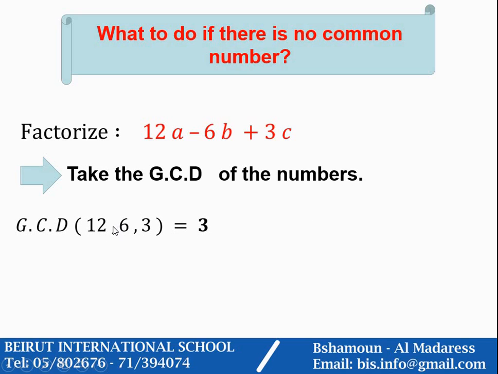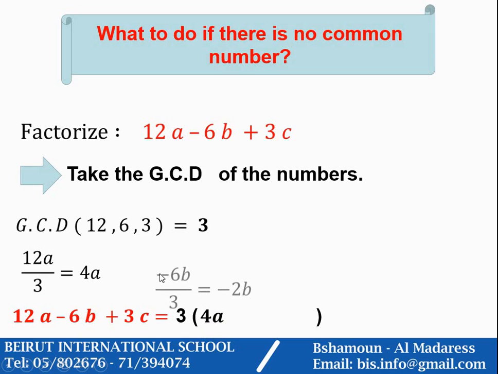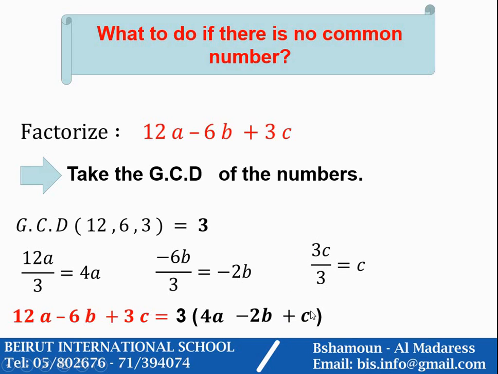The GCD of 6, 12, and 3 is 3. So the common number will be 3. So whenever you don't find the common number, you take the GCD of the numbers. So the common number here is 3, and you open brackets. You continue by dividing each term by the common, as before. So 12a divided by 3, 12 divided by 3, it's 4. So 4a, you write 4a. Minus 6b, you see the minus? Divided by 3, it's minus 2b. So you write minus 2b. And 3c divided by 3 is c, because you simplify 3 by 3, you get plus c. And this is the factorized form of this expression.